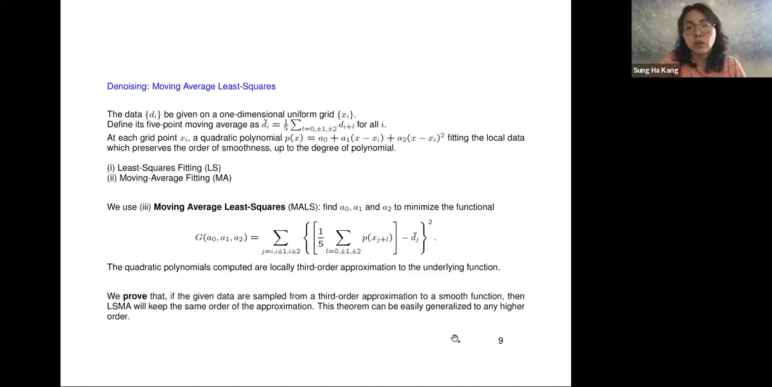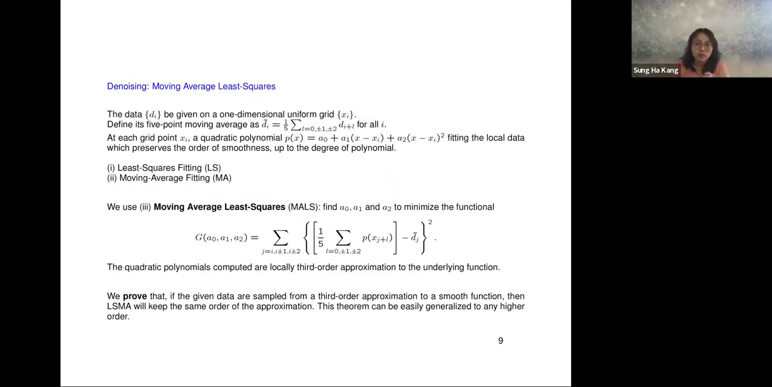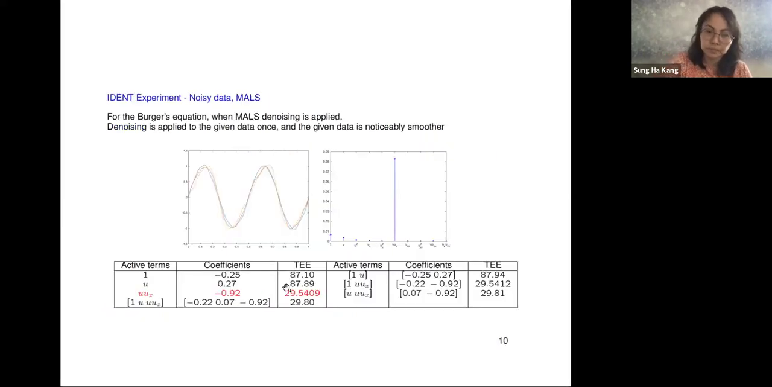Okay, so now the denoising, as I said, we want to have some guarantee. So we guarantee that if the given data is sampled from, let's say, third order approximation to a smooth function, then the moving average least square should give us the same order so that even after the denoising, we're not losing the information. So that's why we are using it like that.